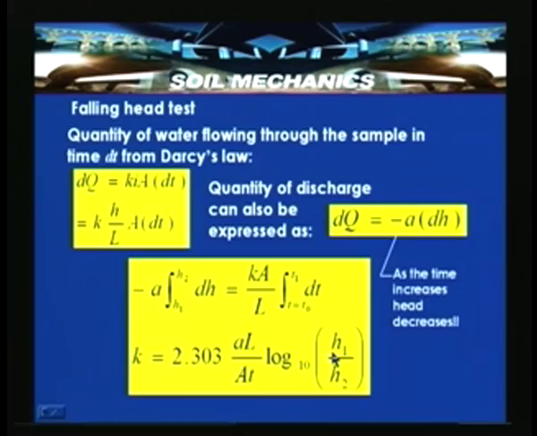By repeating this experiment two or three times, an average value of the coefficient of permeability can be determined. The permeability values determined by this method can range from 10 to the power of minus 8 meter per second to 10 to the power of minus 11 meter per second. So, this is the procedure to determine the permeability of a given soil, particularly a fine grained soil, using the falling head test.